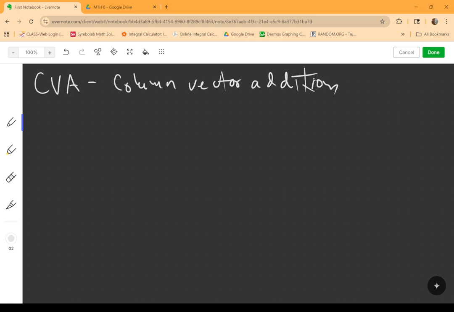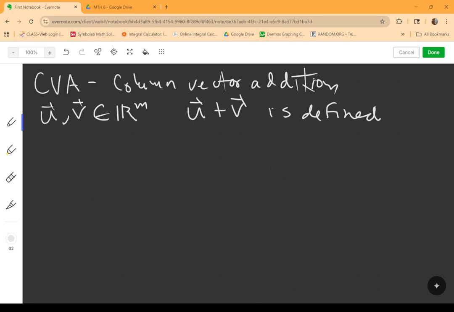For column vector addition, we have u and v, elements of R to the M, and then the operation u plus v is defined. Now, maybe you've seen that before and you have an idea of what that means. But remember, we're defining it. We're establishing this relationship here. Remember, these are vectors, not real numbers. So we need to define what it is to add 2 vectors here.